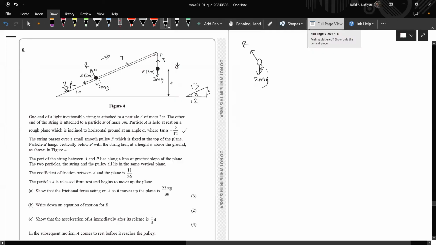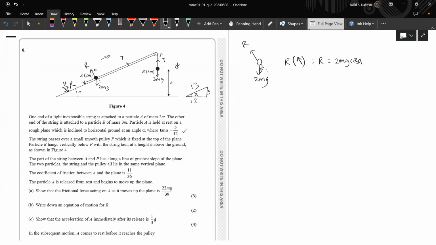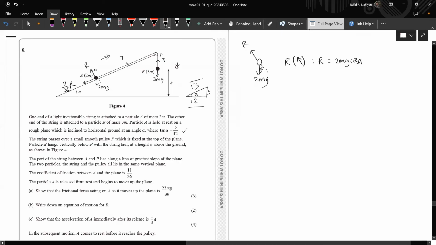If I resolve in this direction, I get that R, the reaction force, is equal to 2mg cos alpha. Cos, because this alpha is with this line. And we do know what cos alpha is. From this right angle triangle, it's adjacent by hypotenuse, which is 12 by 13. So 12 by 13 multiplied by 2mg gives me 24mg by 13, and that is my reaction force. And now I can find the frictional force, which is 11 by 36 times this.